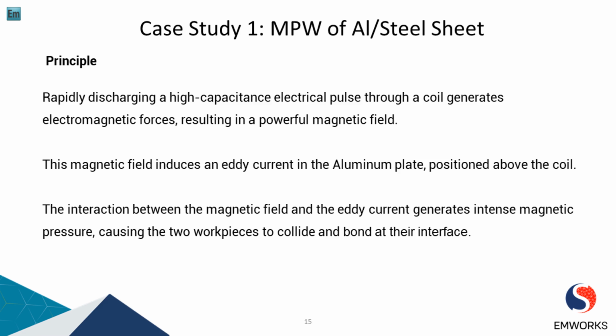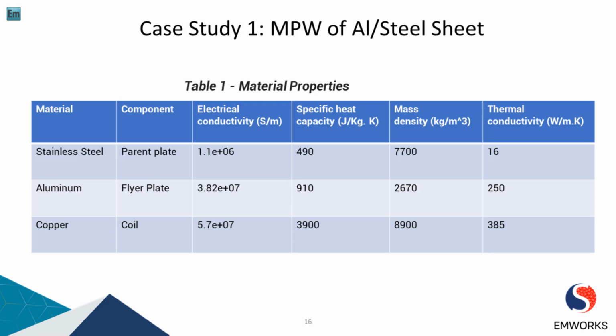In this case, understanding the material properties is vital for a comprehensive analysis. The materials involved are stainless steel, aluminum and copper. The stainless steel serves as the parent plate, providing structural integrity and stability. Aluminum, which is acting as the flyer plate, plays a significant role in the collision and subsequent bonding due to its lightweight and malleable properties.